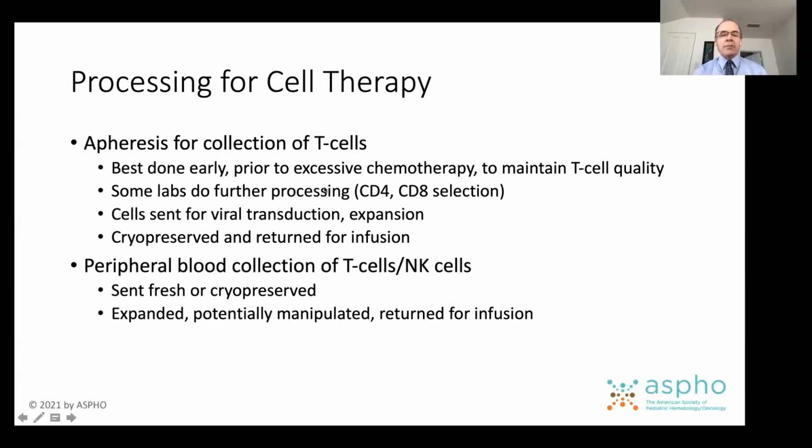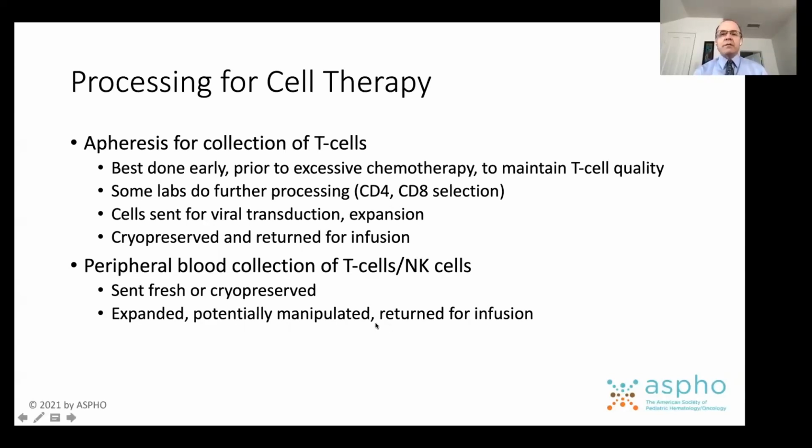A couple of hints about this: it's important to try to collect these T cells relatively early on. You want a good high lymphocyte count, and you want the patient not to have been overtreated with excessive amounts of chemotherapy. When those cells are collected, sometimes they undergo further processing with CD4 or CD8 selection. They're then virally transduced and expanded, cryopreserved, and infused.